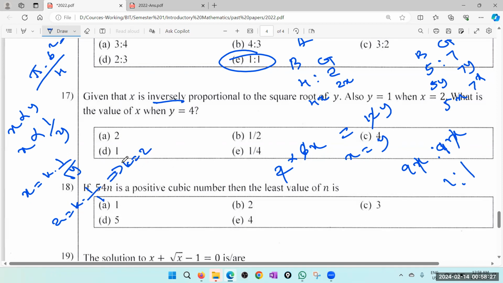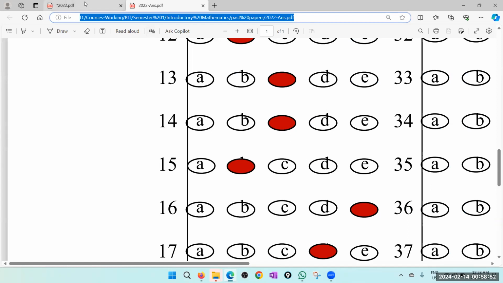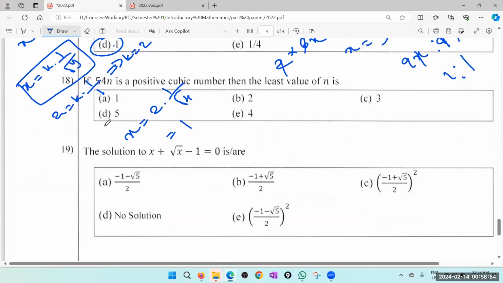Now the question is, what is the value of x when y equals 4? So this is the formula. So the x value is, now we found the k, 2 times, when y equals 4, 1 over root 4. 1 over root 4 is 1 over 2. 2 and 2 get cancelled and x is 1. Answer is D. Okay. Right. 18.